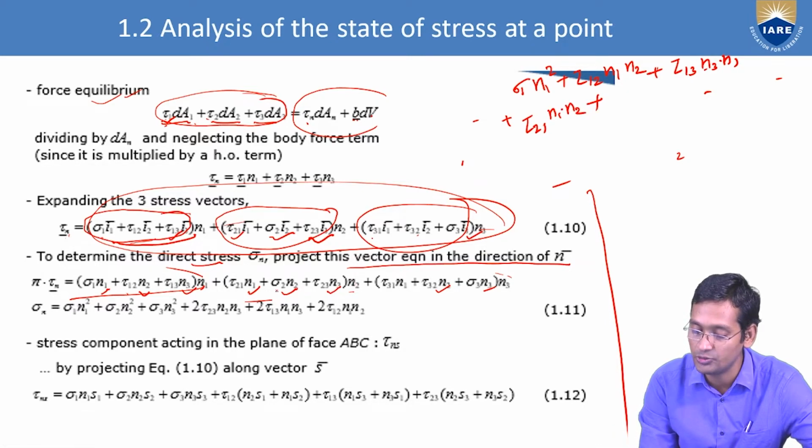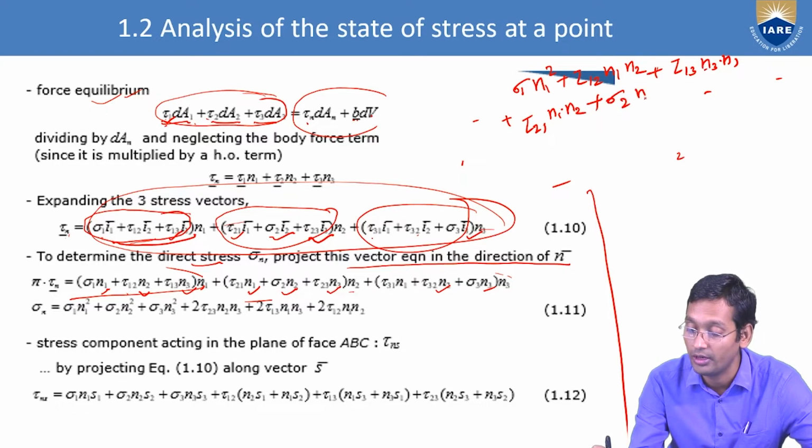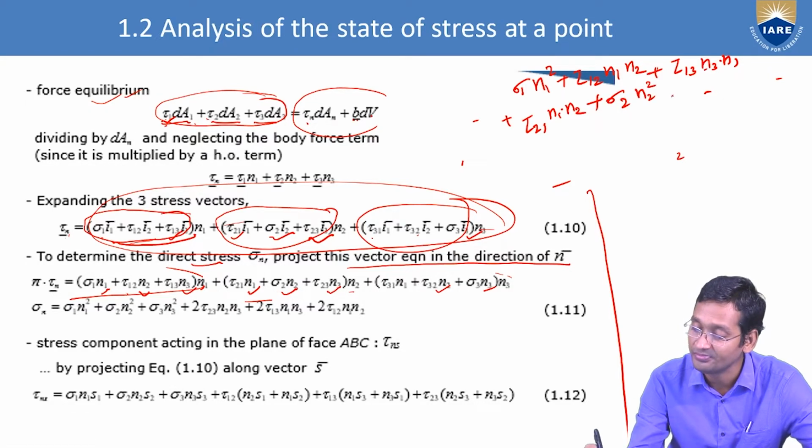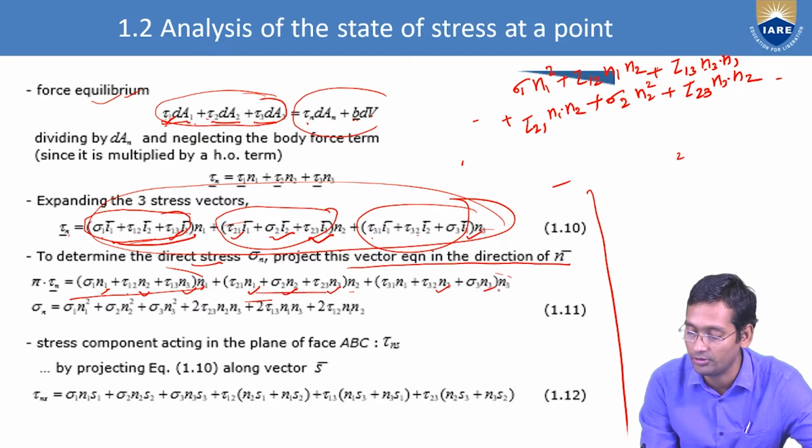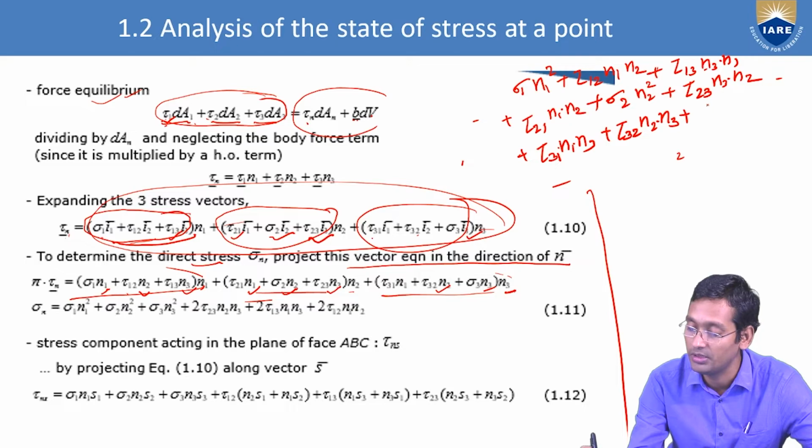Plus now this n2, so here sigma 2 n2 square. Then plus n2 multiplying here, so tau 2 3 and n3 into n2. This also multiplied. Now multiply n3 to all. So what we will get? Tau 3 1 n1 n3 plus tau 3 2 n2 n3 plus sigma 3 n3 square.